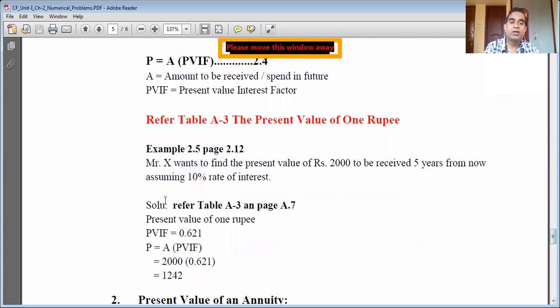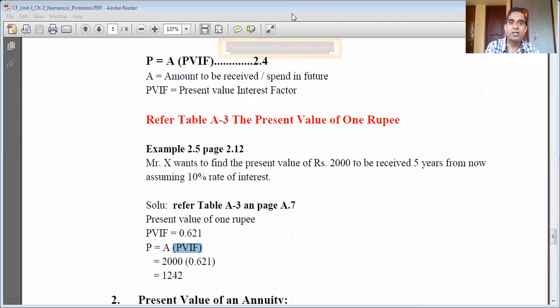So, solution: we need to refer to table A3, that is the present value of 1 rupee. We'll write the equation here first: P is equal to A into PVIF. A is the amount to be received or spent in future. In this case, Mr. X is going to receive 2000 rupees after 5 years, so we write 2000 here. Then we will find the PVIF from table A3.